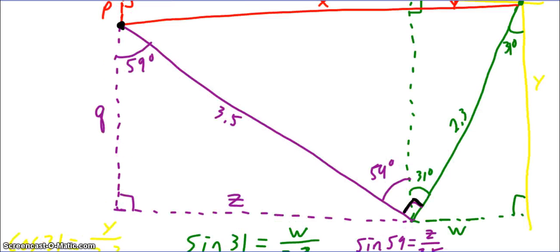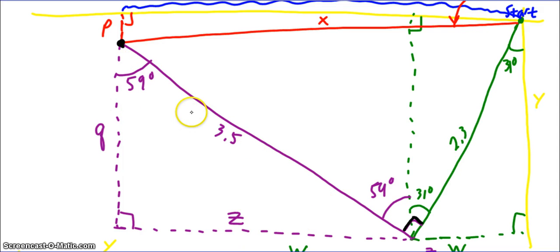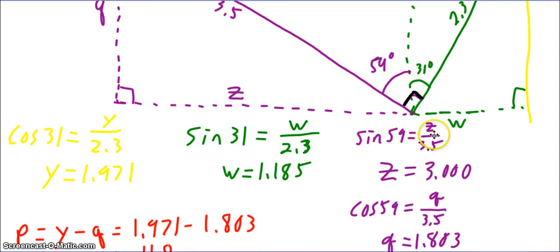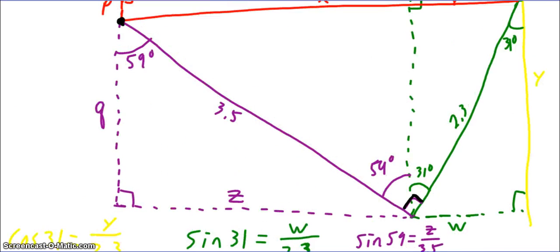Now I want to do that same kind of thing over here and create a right triangle from the 3.5 mile hike. So I called this z and I called this q. So I said sine of 59 equals z over 3.5, so z is 3.000 miles. The cosine of 59 is q over 3.5, so q is 1.803 miles. Hopefully I typed all of this into my calculator correctly.